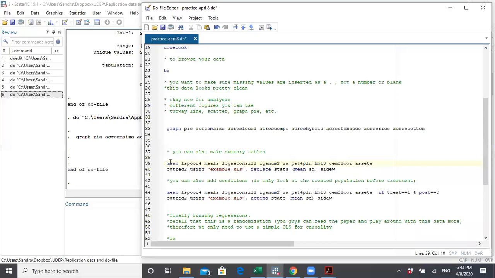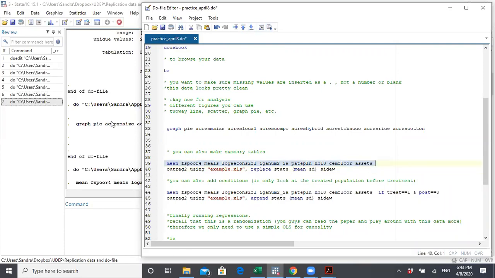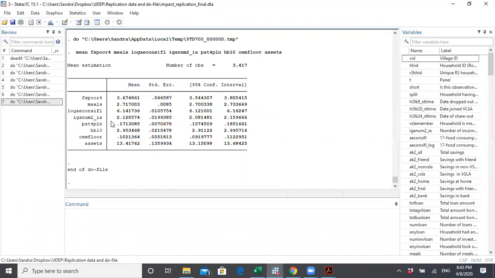I'm going to run this. I just wrote mean, and all of these variables that I'm interested in. I'm going to run that command. And so you can see how it gives us all the different means, standard deviations, and also the confidence interval at the 5% level.